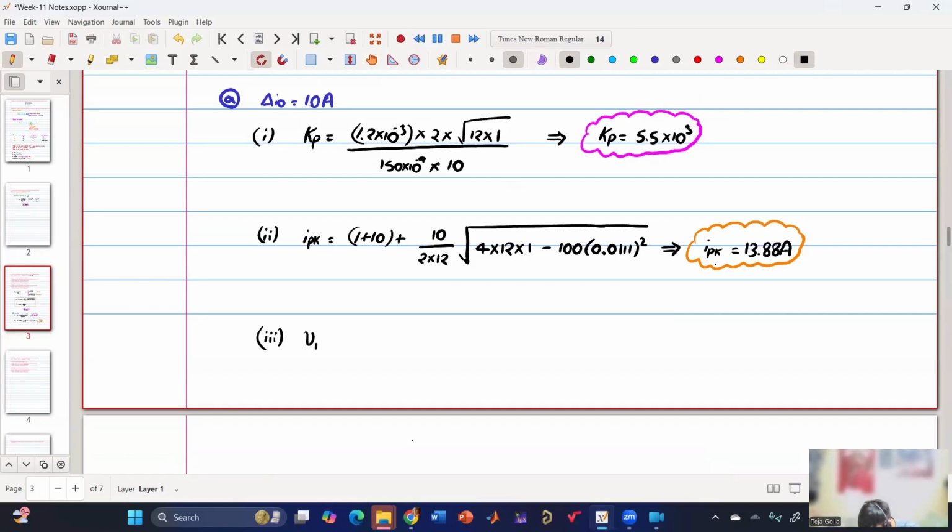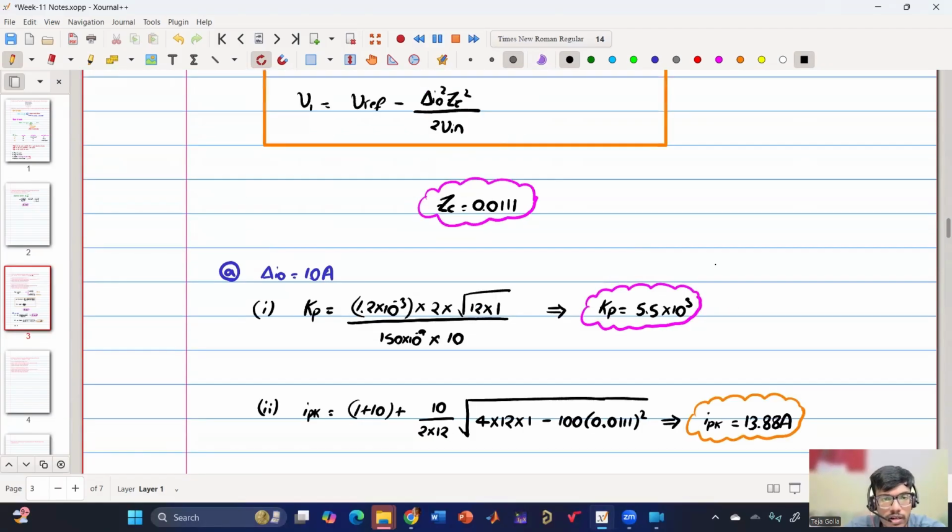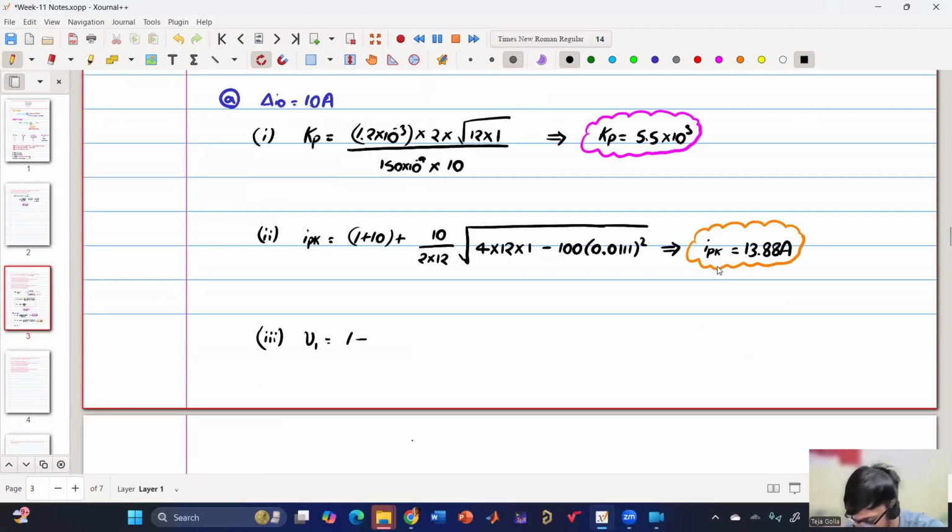We have V1 equals V reference minus delta I naught square into ZC square by 2V. So delta I naught square is 100 into 0.011 square by 2 into V, which is 12. Okay, so now let me calculate 1 minus 100 into 0.011 square by 24, which is 0.99948.